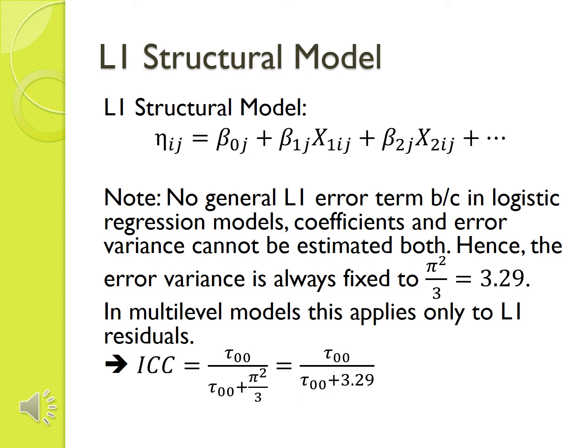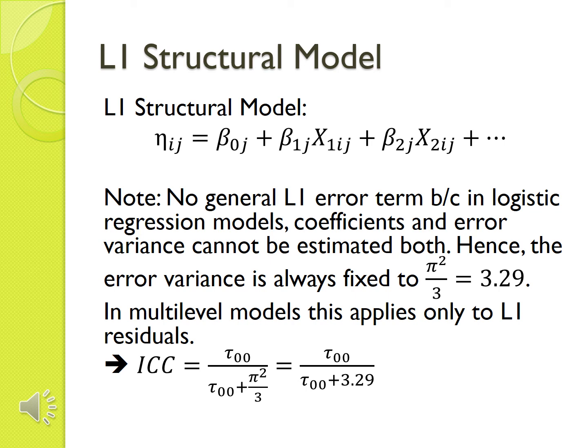Now this is the level 1 structural model. And this looks familiar again, except on the left-hand side, instead of having a y, we have this eta, which is the logit of the y. But on the right-hand side, this is your regular level 1 model, beta 0j plus beta 1j x 1ij, and so forth. So now that we've dealt with the link function and the sampling model, we're back to the same thing.